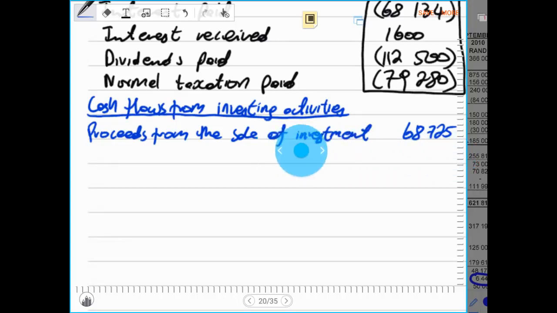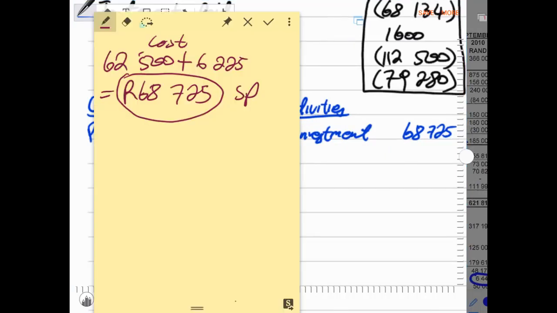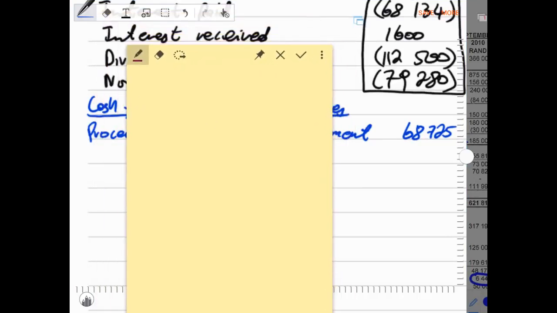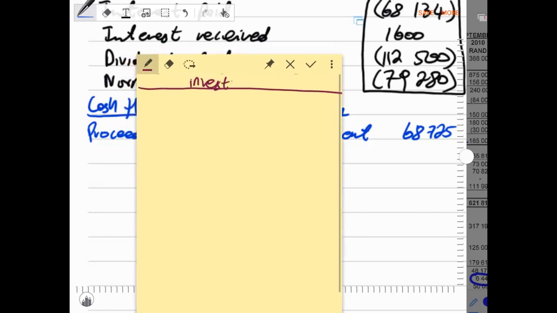Then we must look at the ledger account to check if there was any other investment that was raised. Let us open a ledger account for investment. It does not end there. We have to check if there was any other investment raised during the year or not. You must just know that after you have sold an asset, you take into account the ledger account to determine if there was any other one bought during the year.